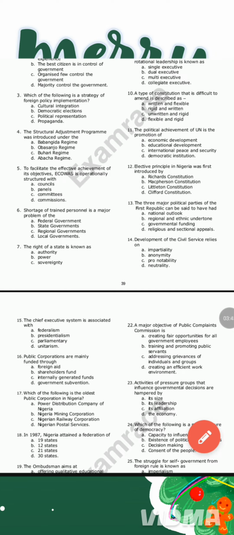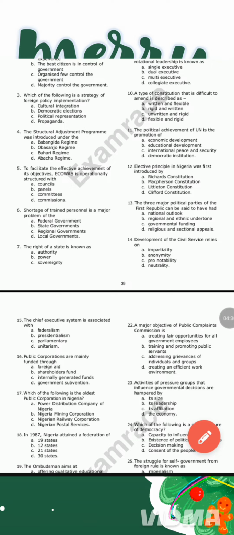Question 13. The three major political parties of the First Republic can be said to have had dash. Now, whenever you are faced with a question about Nigeria's First Republic, always take your mind back to 1960 to 1966. Now, during that time in Nigeria, political parties and also political activities were segmented, fragmented, in the sense that it was more of an ethnic gameplay.